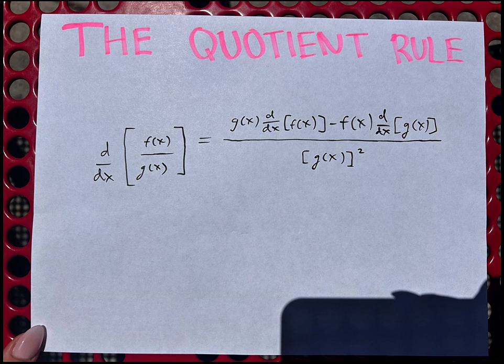It is expressed as d/dx of f(x) over g(x) is equal to g(x) times the derivative of f(x) minus f(x) times g'(x), over g(x) squared. In simpler terms, it is the derivative of the top function times the bottom function minus the top function times the derivative of the bottom function, all divided by the bottom function squared.